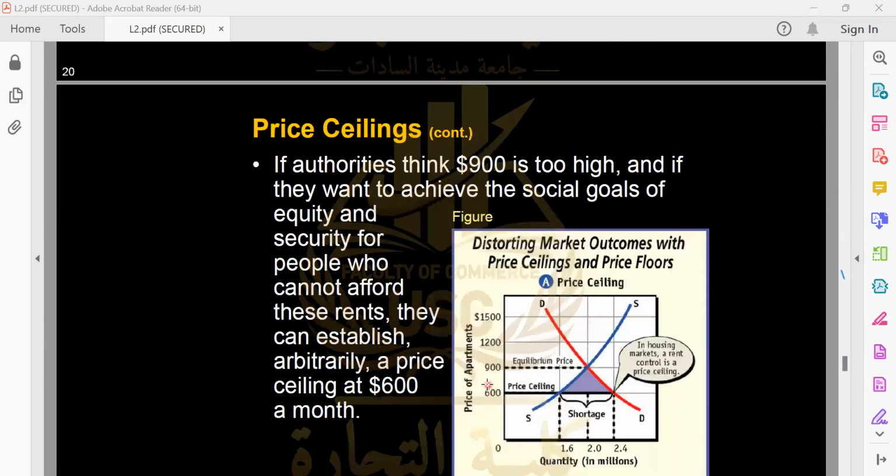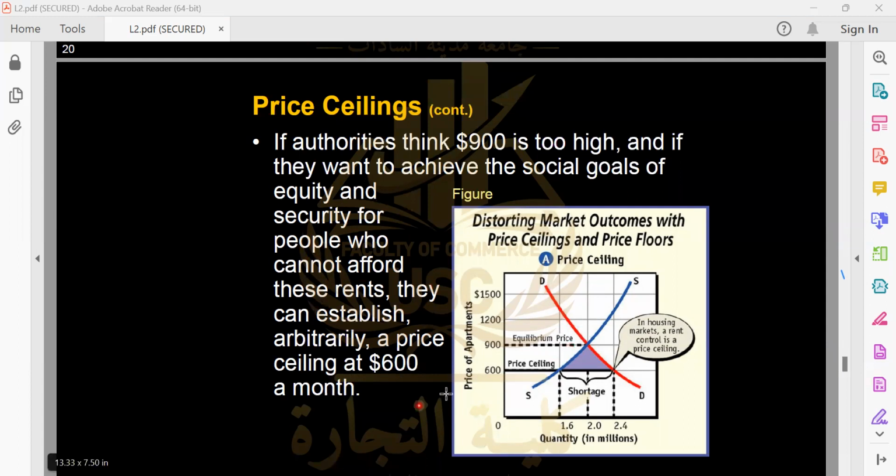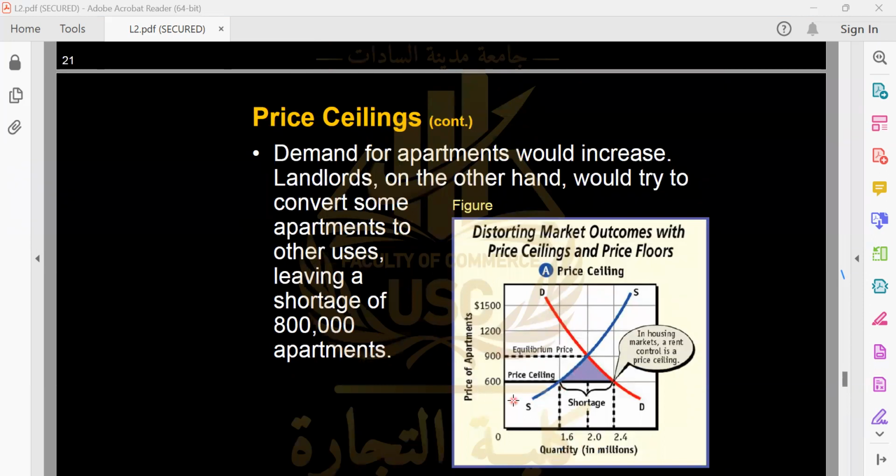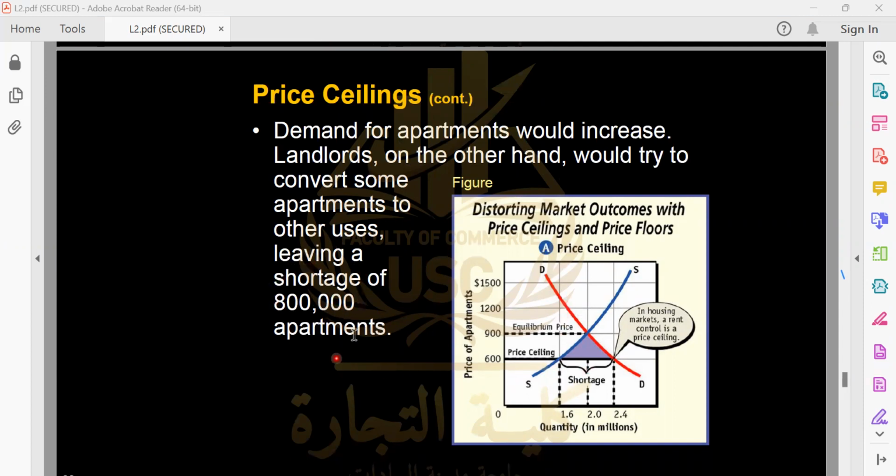So price ceiling, we put a price ceiling to protect the consumer. Price ceiling has social goals, social goals of equity, security for people who cannot afford these rents. They can establish arbitrarily a price ceiling at 600. So that's a price ceiling, and demand for apartments would increase. Landlords, on the other hand, would try to convert some apartments to other uses, leaving a shortage of 800.